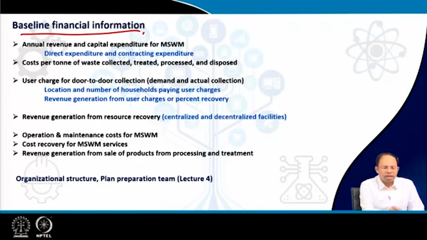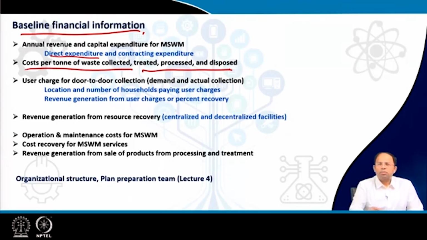So we need to understand both the direct expenditure of the ULB as well as the indirect expenditure, which includes contracting expenditure. That means I will give a contract, and based on that some services will be provided. So that's the indirect expenditure. I'm not accounting for those things, but it has to be done by that particular agency which is providing that service. Then cost per ton of waste collected, treated, processed and disposed. So what is the cost per ton of waste that we are spending in that ULB? Is there provision for improving that? Are we spending too much money? That means the processes are inefficient.